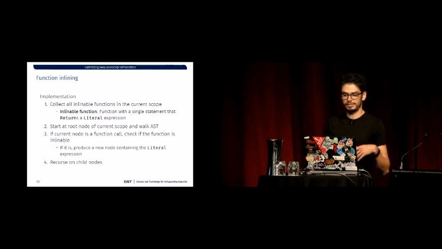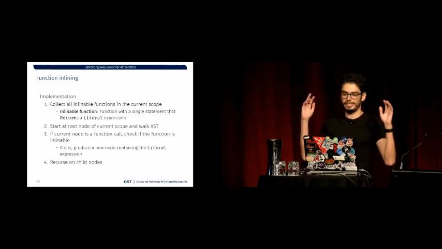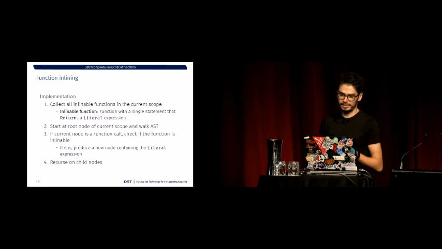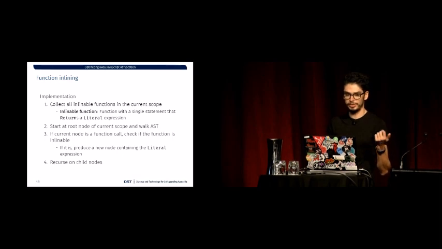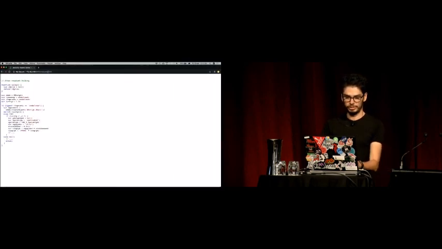All right, so function inlining, again, is kind of easy to implement. You just define what it means to be inlineable. So for me, I took the simplest path, which is if a function only contains a single return statement, and that return statement only returns a literal expression, then we consider that to be inlineable. And once we've collected all those functions, we can just walk the tree, find where those functions are called and replace them with the value that it returns.